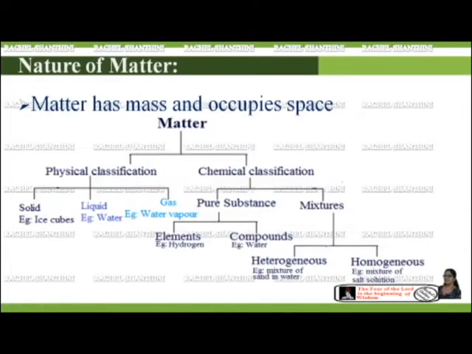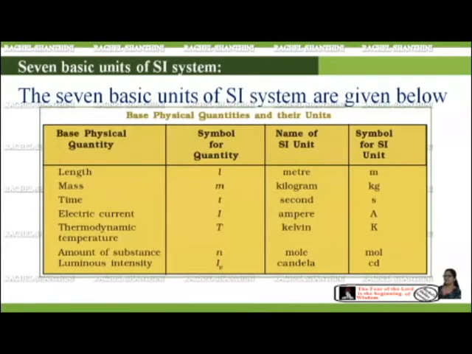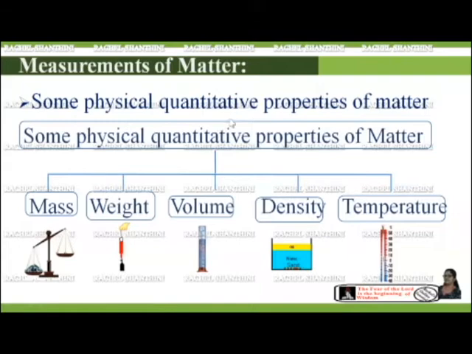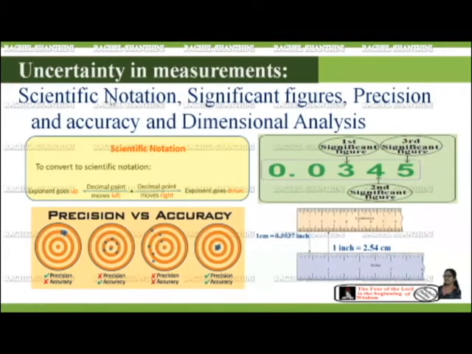In session 1.1, we have discussed some importance of chemistry, nature of matter and its classification. In session 1.2, we have discussed the 7 basic units of SI system. In session 1.3, we have discussed the physical quantitative properties of matter. In session 1.4, we have discussed the uncertainty in measurements.